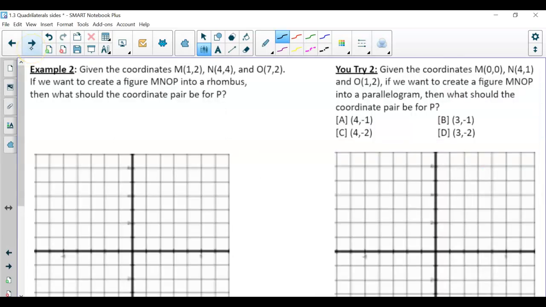So now with our last problems here, you just need to identify what is the missing coordinate given 4 of them. Like for example, M is at 1, 2, N is at 4, 4, and O is at 7, 2. We are looking to see where does the coordinate P need to be to make this a rhombus.